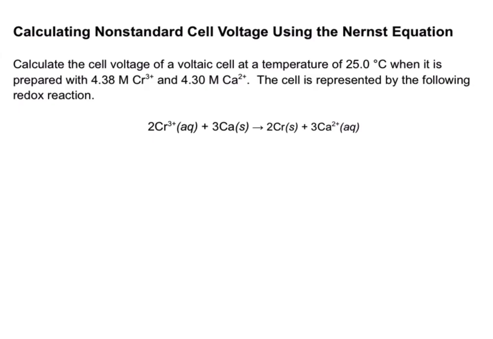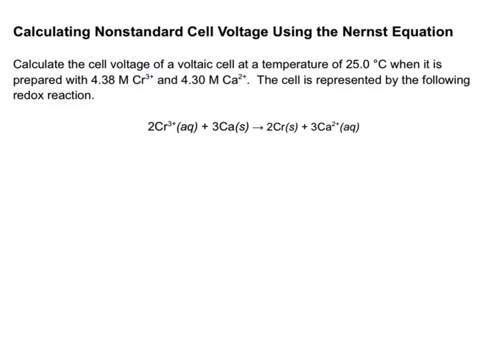We're going to calculate the non-standard cell voltage using the Nernst equation. In this example, we are asked to calculate the cell voltage of a voltaic cell at a temperature of 25 degrees Celsius when it is prepared with 4.38 molar chromium 3 plus and 4.3 molar of calcium 2 plus. The cell is represented by the following redox reaction.